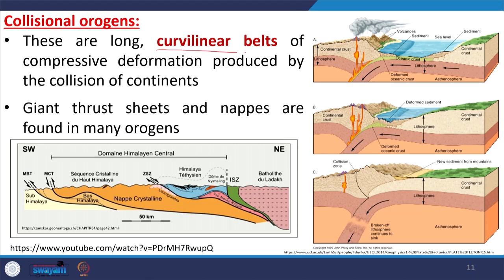Then another terminology about the crust is called collisional orogen. This term is self-explanatory. It is the collision between two continental systems. For example, the live collision going on between India and Eurasia. So, these are very long and curvilinear belts of compressive deformation produced by collision of continents. A key point to discuss is that it is a curvilinear belt.